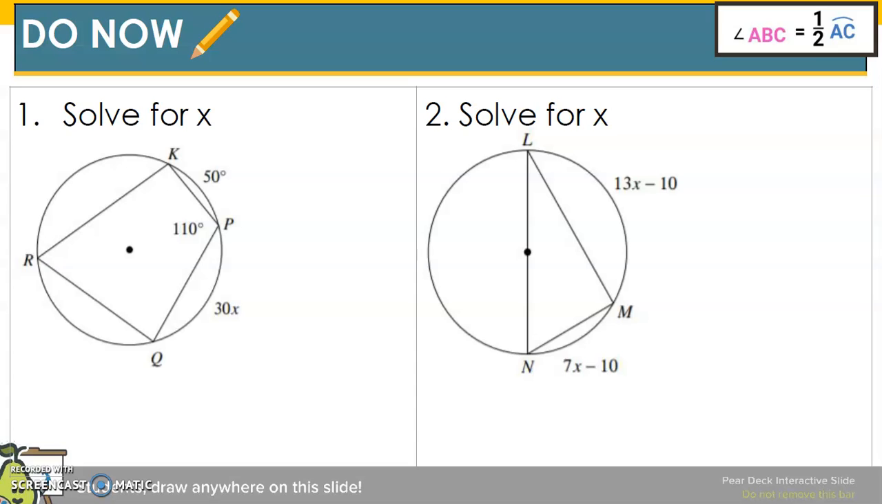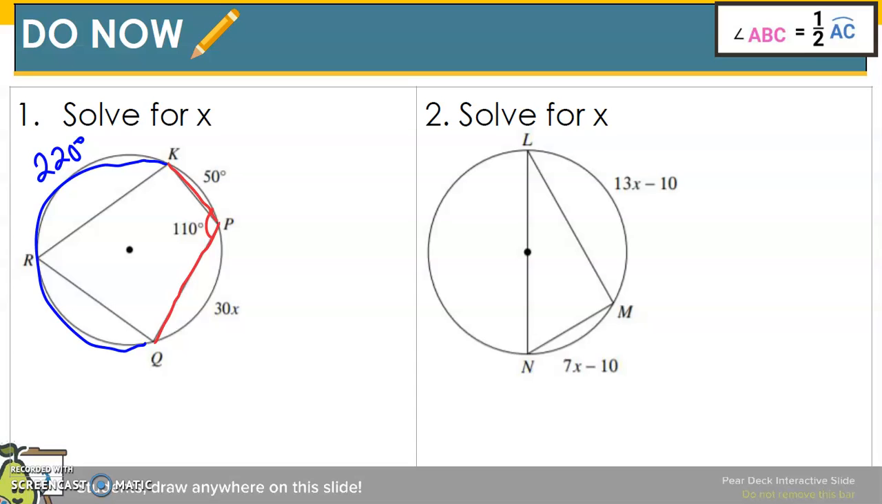This first question we're solving for x. So we know that the inscribed angle is half of the arc. So if we know that these two chords make up the angle 110 degrees, then we also know that this arc right here in blue is 2 times 110. So 2 times 110 is going to give us 220 degrees. So if we know that this is 220 degrees, we know that KP is 50 and PQ is 30x.